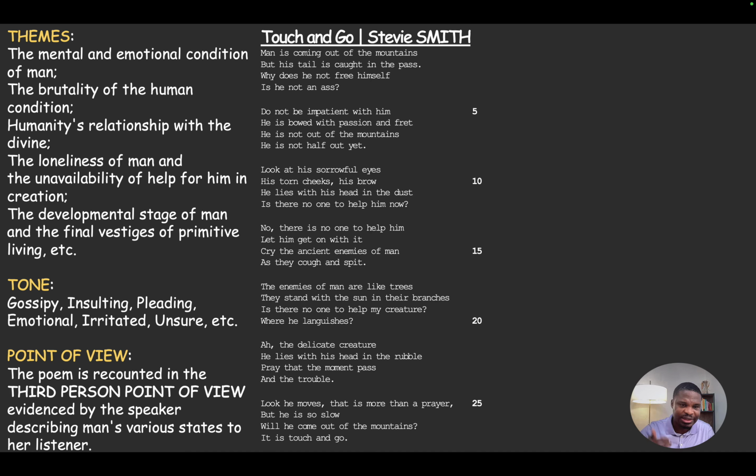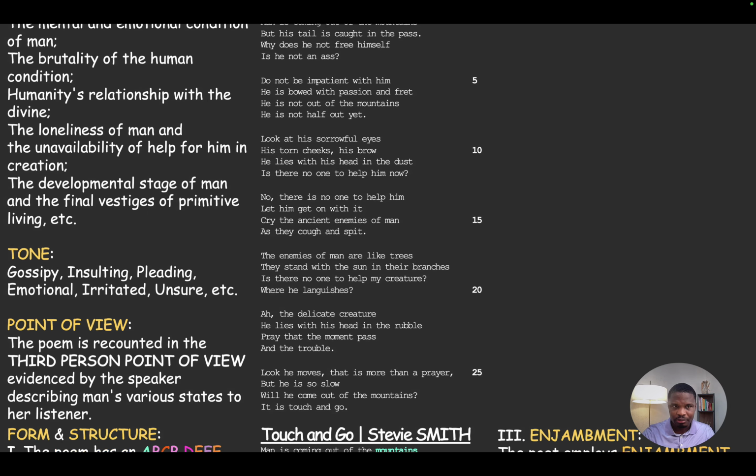He should get on with it. But then in the final stanza, we see the tone of unsureness. Now, in terms of the point of view, the poem is recounted mainly in the third-person point of view, because it's talking about man. It's describing the various states of man. But it appears that the speaker is speaking directly to someone.